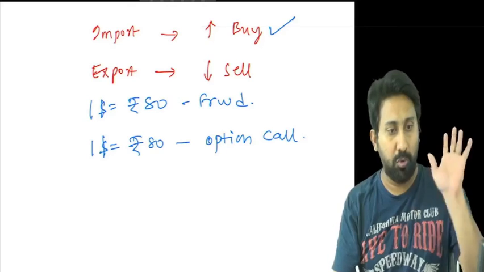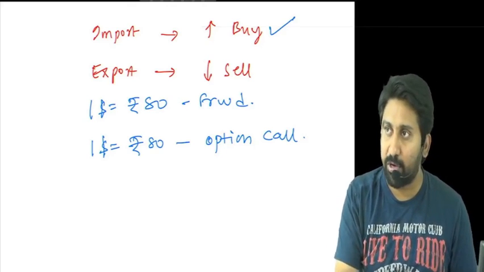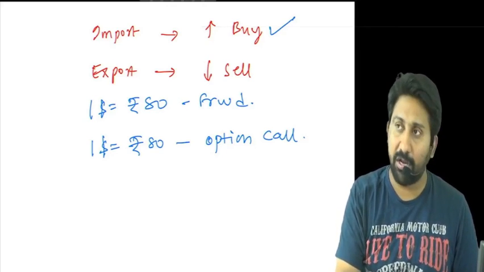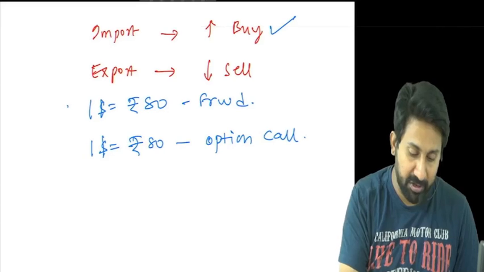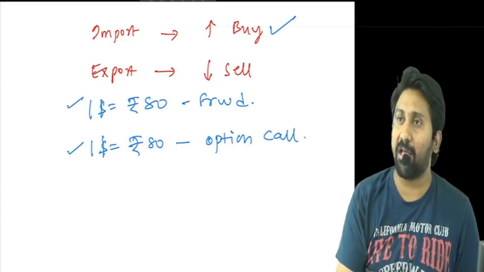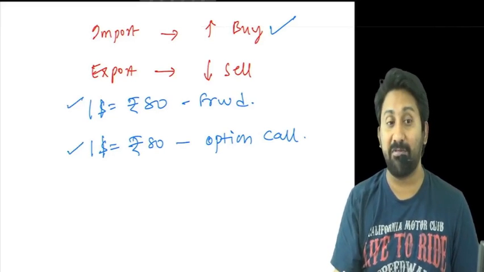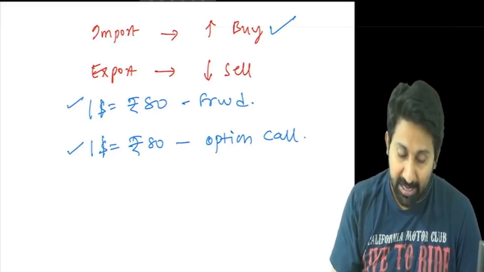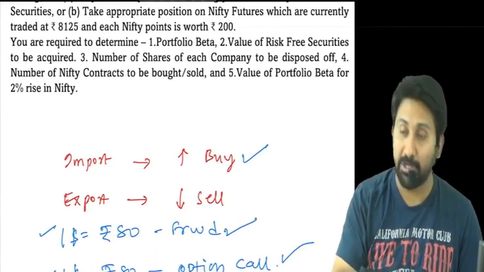Okay, how to do this? $1 equal to 80 is the forward rate quoted by the banker. $1 equal to 80, the option is also traded on the dollar. Will you go for the first one or the second one? Obviously, your answer is you will go for the second one only. Do you know why? I will tell you why. This is a mandatory buy. This is an optional buy.